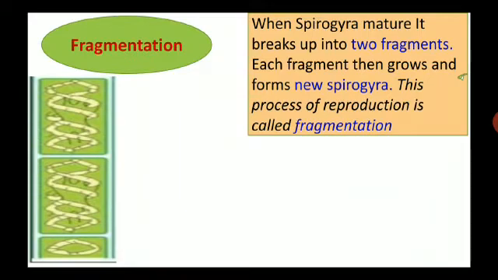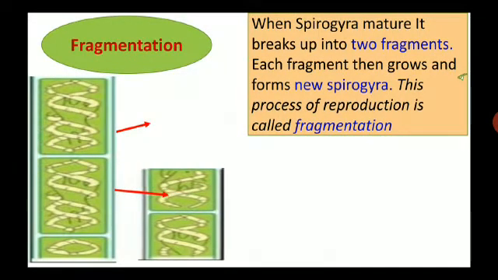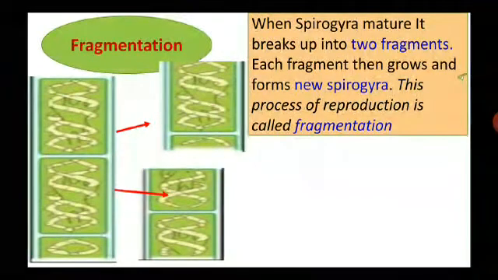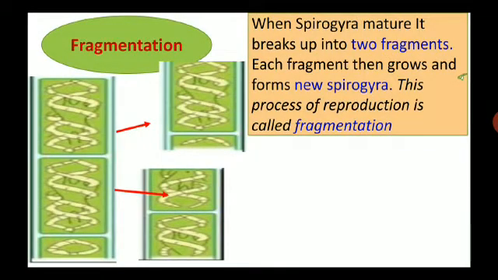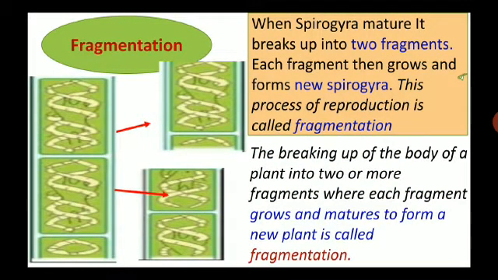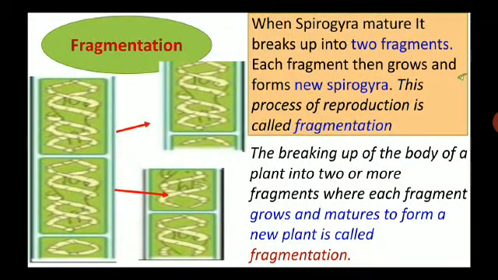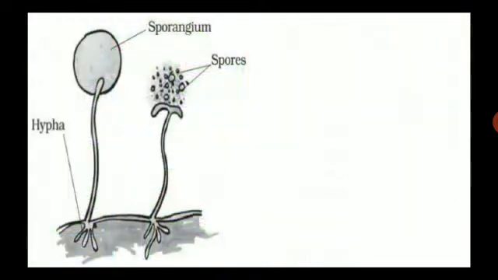When Spirogyra matures, it breaks up into two fragments. Each fragment then grows and forms a new Spirogyra. This process of reproduction is called fragmentation. The breaking up of the body of a plant into two or more fragments where each fragment grows and matures to form a new plant is called fragmentation. Now let us discuss spore formation.